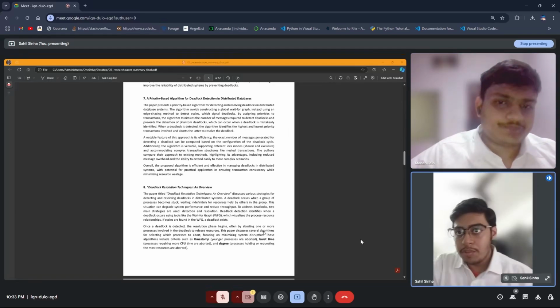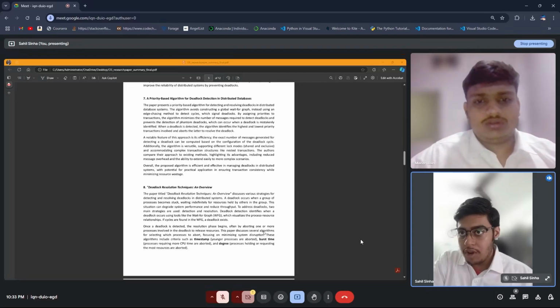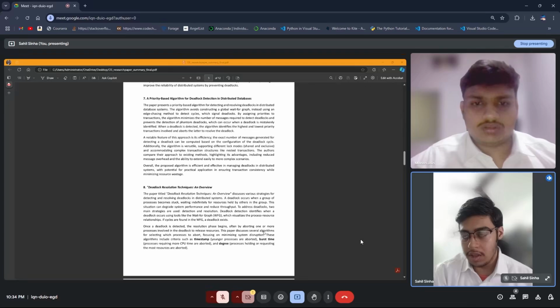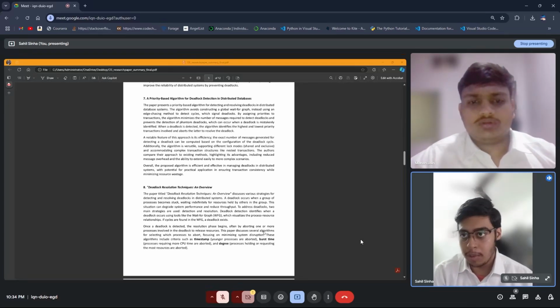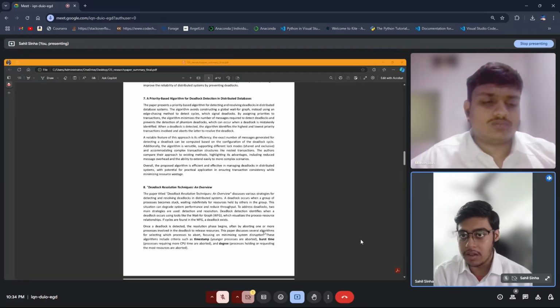So the eighth research paper provides an overview of techniques for detecting and resolving deadlocks in distributed systems. A deadlock occurs when two or more processes are stuck waiting for resources held by other processes, and it affects performance and throughput of the system. Deadlocks are identified using tools like the wait-for graph, which visualizes process-resource relationships and identifies deadlocks by detecting cycles.